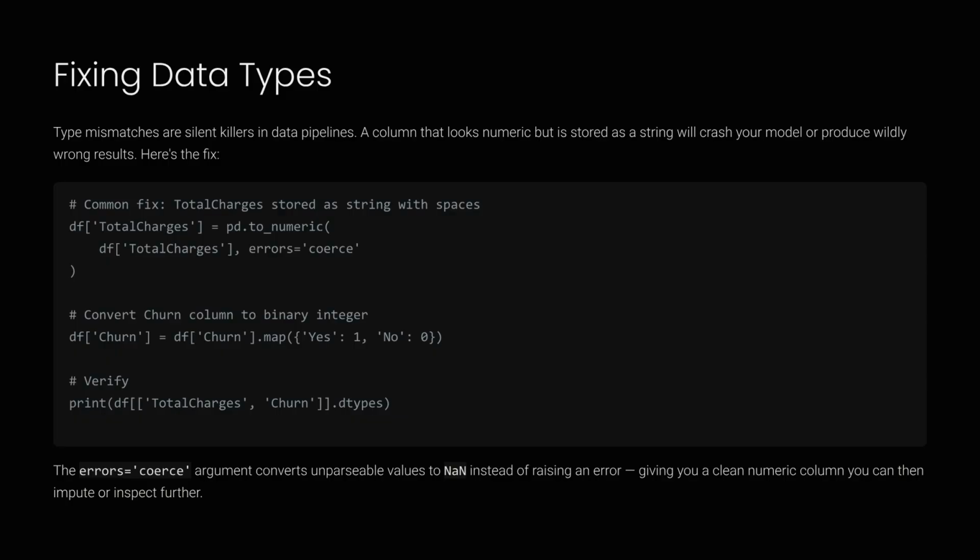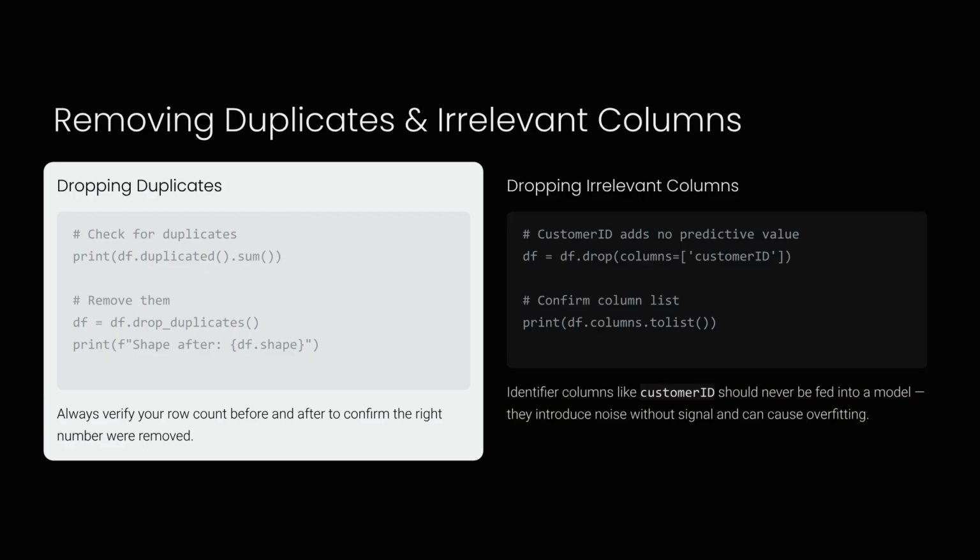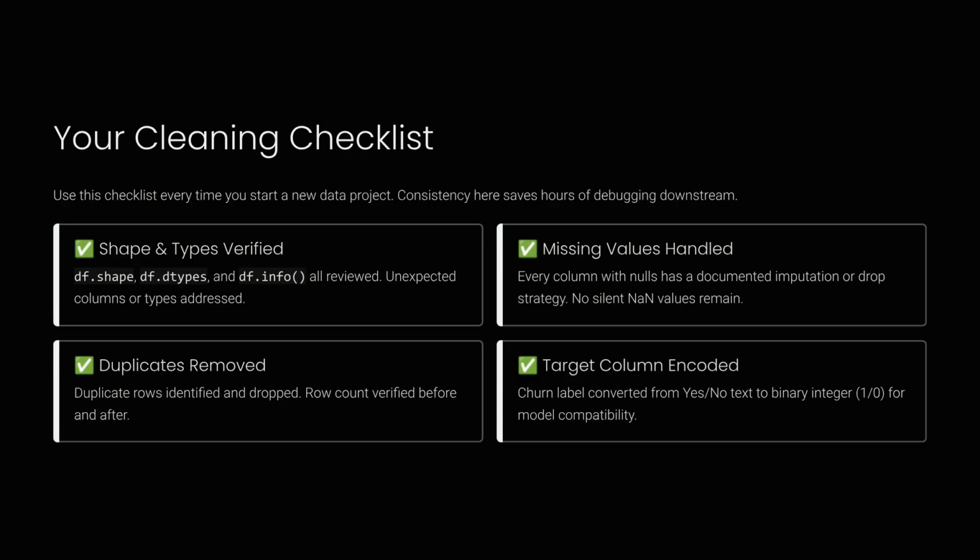You can use pandas to convert columns to numeric and use the errors equals coerce argument to handle non-parsable values gracefully. Finally, remember to remove duplicates and drop irrelevant columns, such as unique IDs, to ensure your model focuses only on meaningful signals. In this video, we'll outline a cleaning checklist to keep your projects consistent and debug-free. This includes verifying shapes and types, handling missing values, removing duplicates, and encoding your target variable for model compatibility.